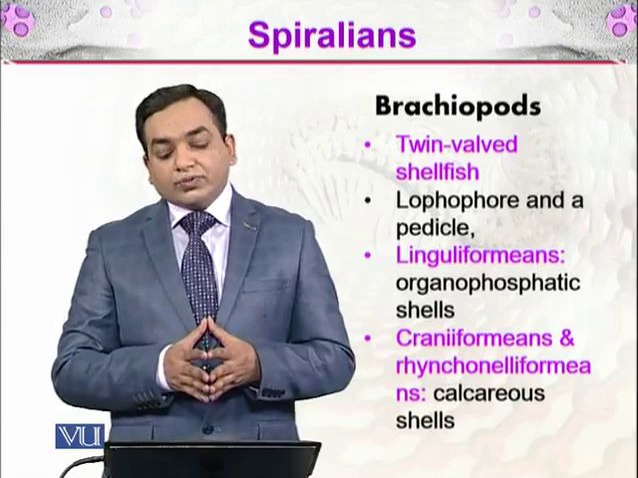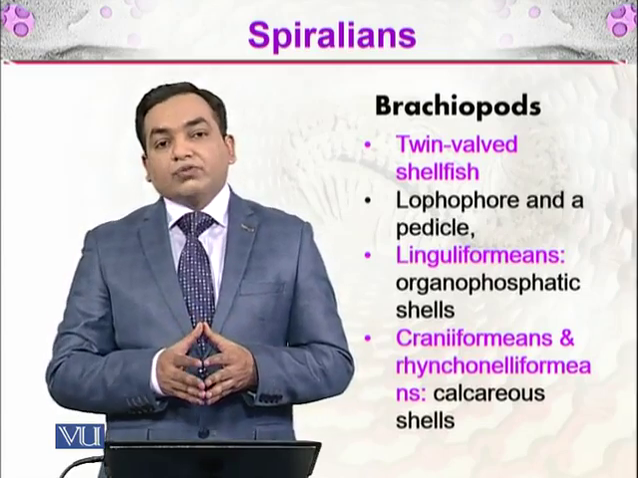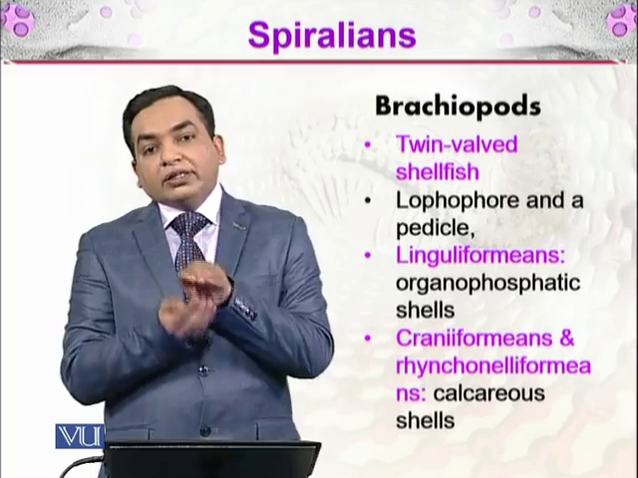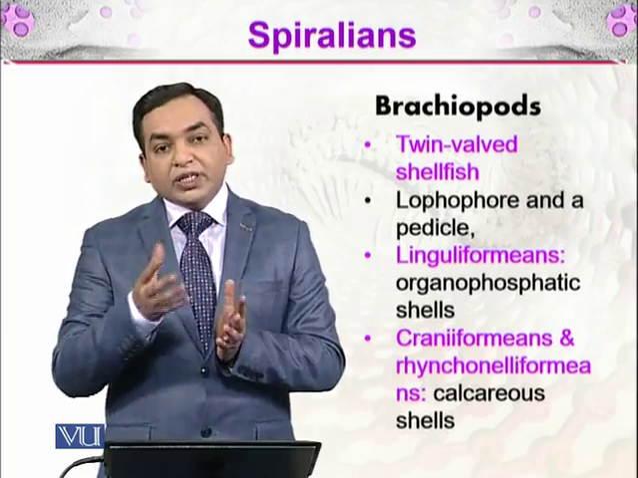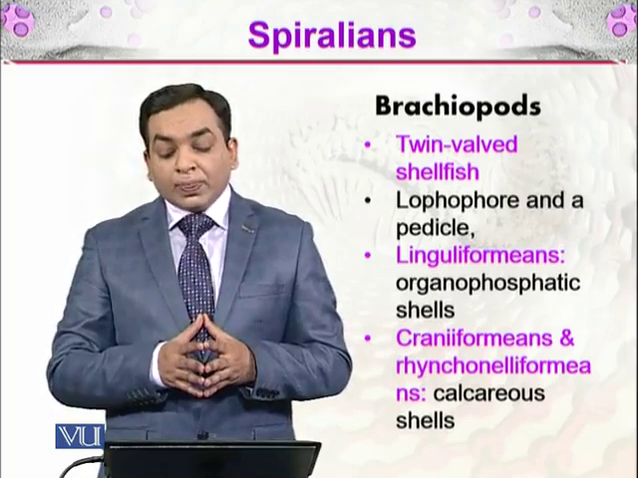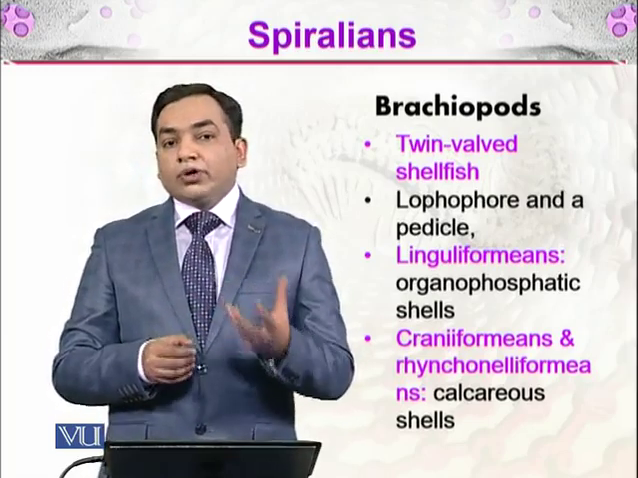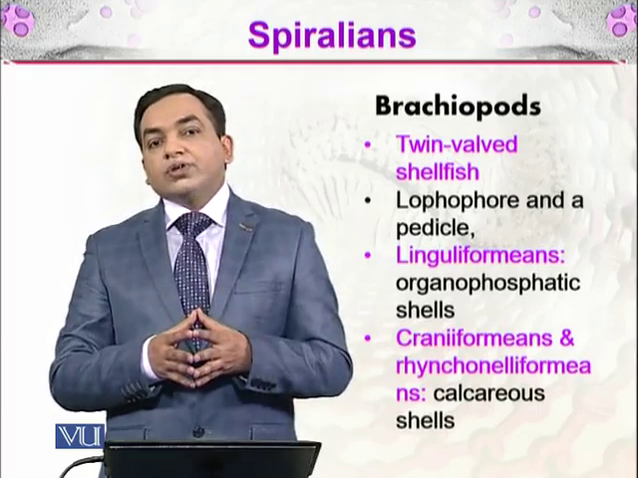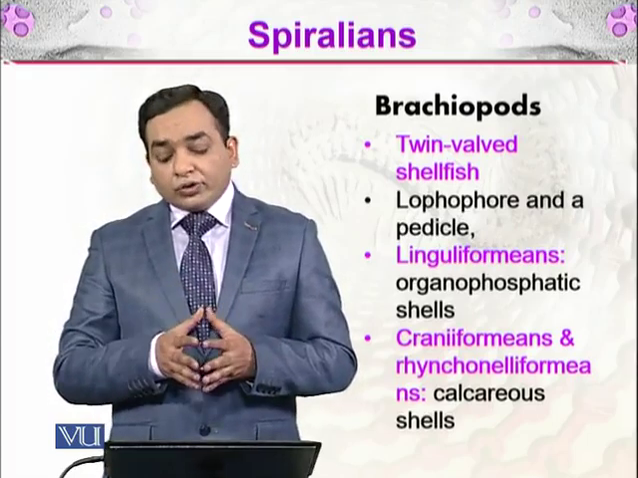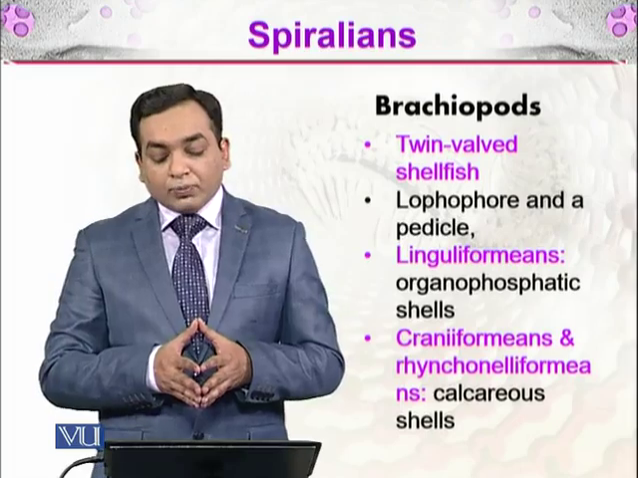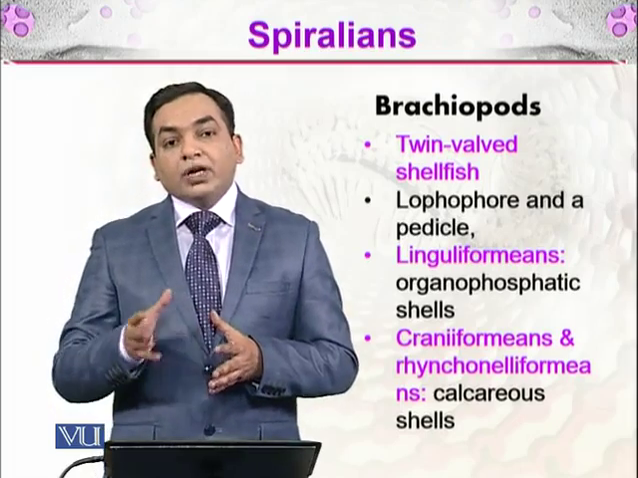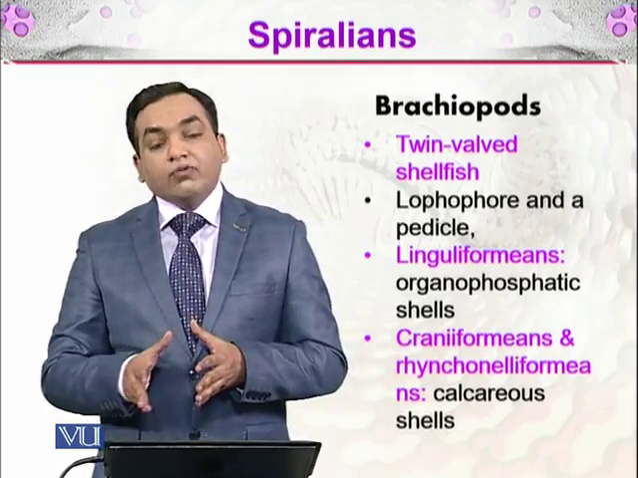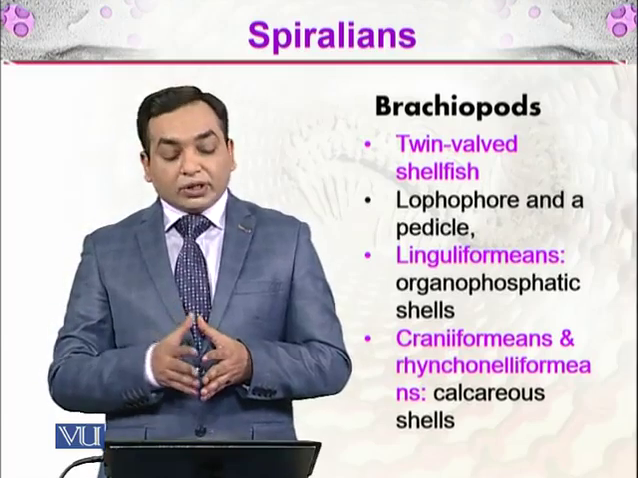So what are the brachiopods first? These are the twin-valved shellfish. Twin means two, and valve means a structure just like this, and they are made up of two of such valves. We will be discussing its structure in detail. Then there is the lophophore and a pedicle. Lophophore is the feeding organ, and pedicle is the organ through which they attach to the surface and use it for movement. There are three further groups of the brachiopods: linguliformians, which are made up of organophosphatic shells, and then the craniformians and rhynchonelliformians, which have calcareous shells.